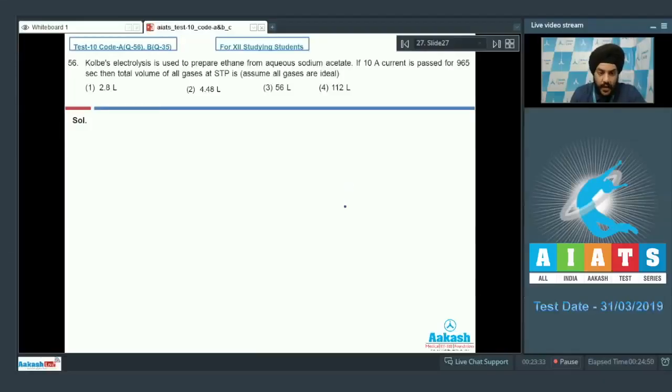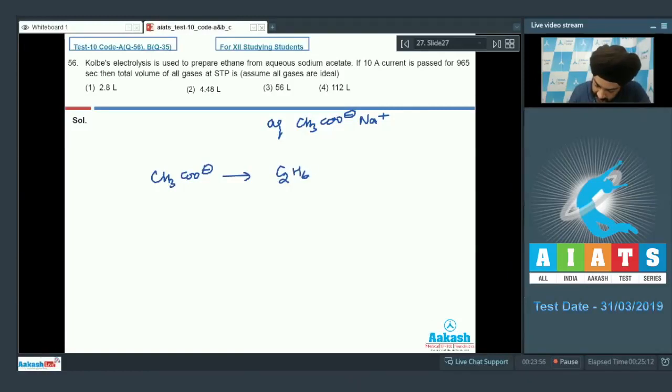Question 56. Coal-based electrolysis is used to prepare ethane from aqueous sodium acetate. So we have an aqueous solution of CH3COO⁻ Na⁺. If you talk about the electrolysis process, we're going to have CH3COO⁻ converting into C2H6 plus CO2 plus 2 electrons.